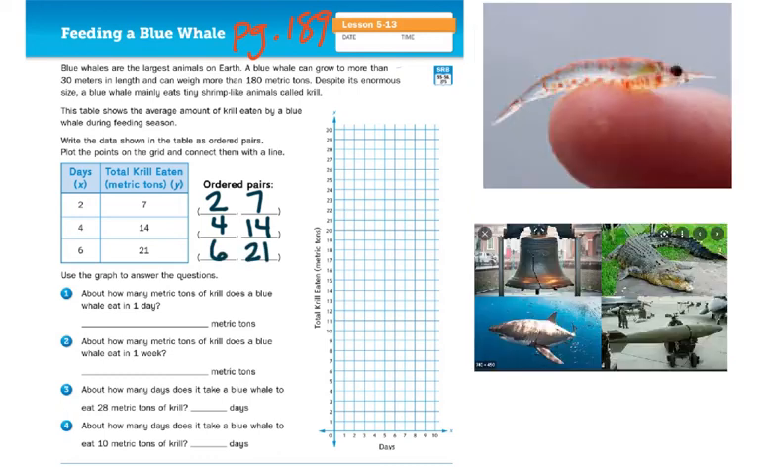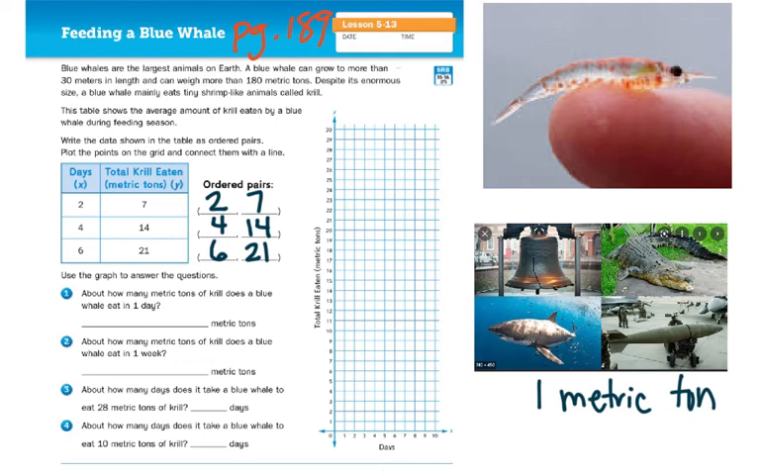So you may wonder, what does a metric ton compare to? So a shark, a missile, an alligator, the Liberty Bell, these would be approximately 1 metric ton. But just to give you an idea, so a blue whale has to eat the weight of 7 missiles every 2 days. It says use the graph to answer the questions.